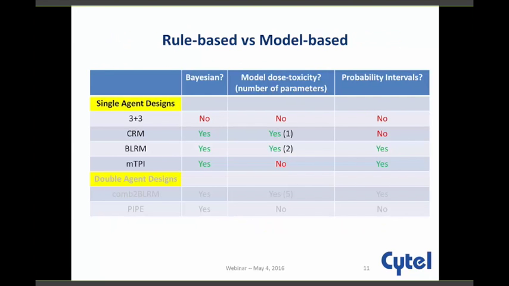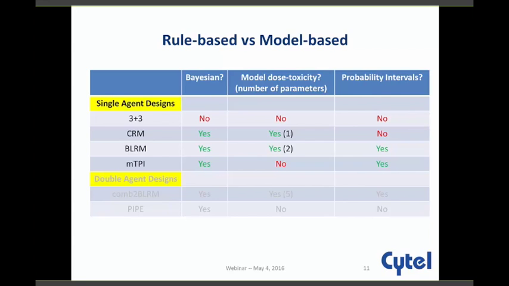So these are the 4 methods that are currently available within the software in terms of single-agent methods, and we have partitioned them here into methods that utilize the Bayesian framework, methods that utilize models for the dose-toxicity relationship, and methods that utilize probability intervals. Out of these methods, in our demonstration we will focus on the BLRM, which is a Bayesian model-based approach with 2 unknown parameters, which utilizes probability intervals.